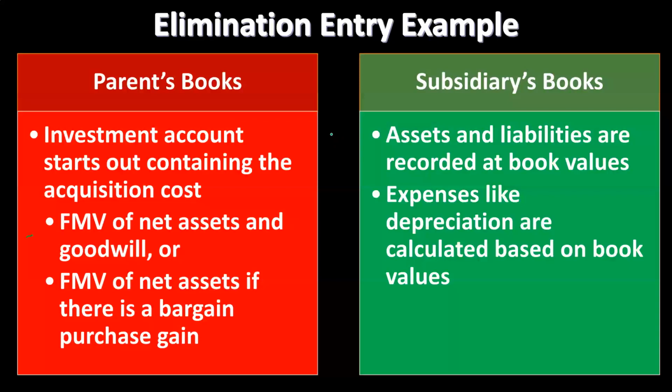Expenses like depreciation are calculated based on the book values. So if you think about some kind of change happening to a depreciable asset, something that has an effect on the calculation and estimates of the income statement for depreciation expense, then you're also going to see a problem here if you have this difference between the parent's books and the subsidiary's, resulting from a fair value calculation over here and a book value calculation on the subsidiary side of things.